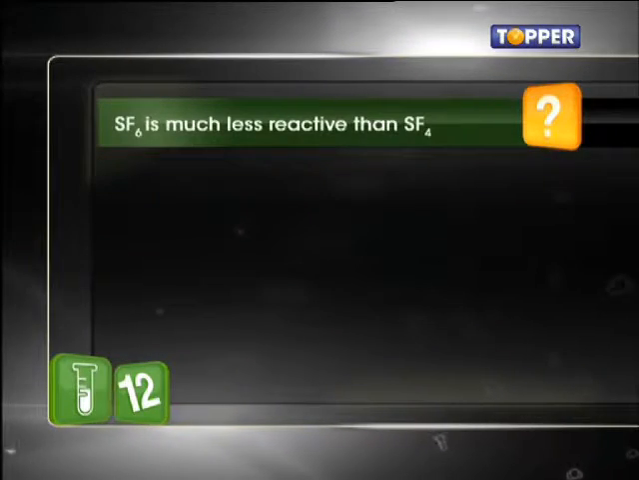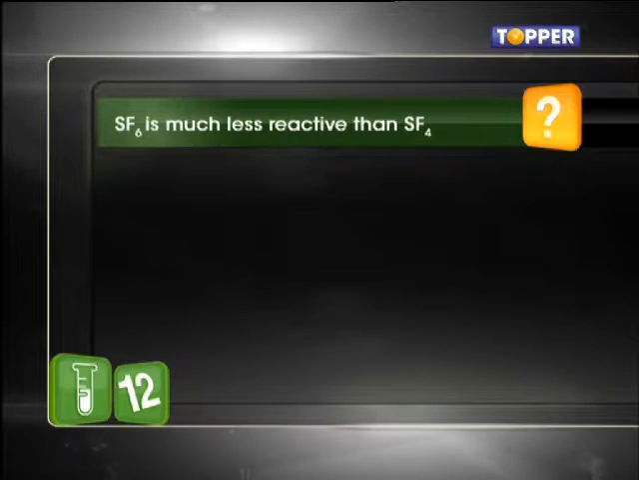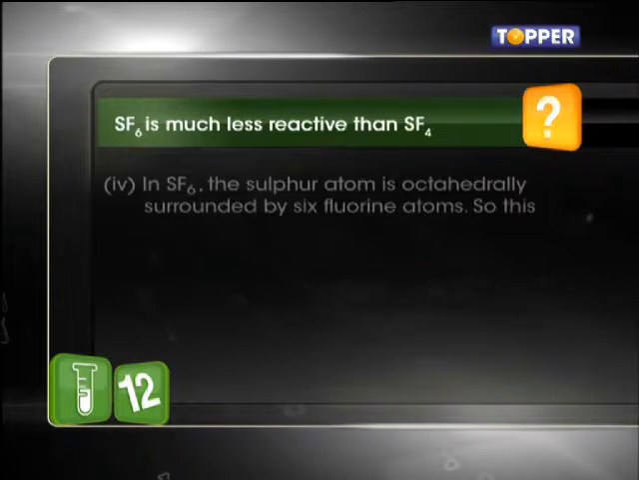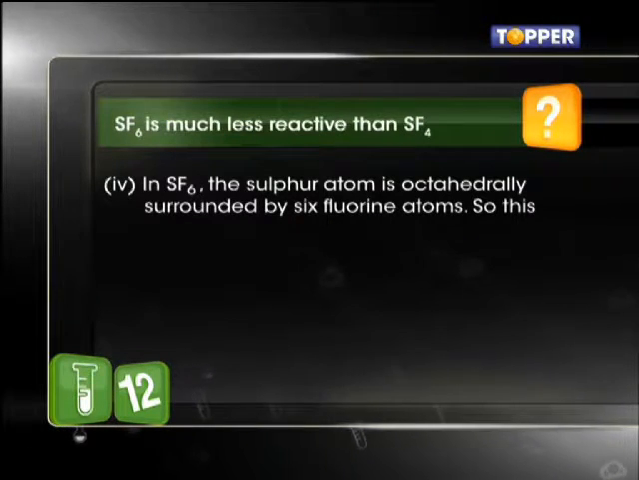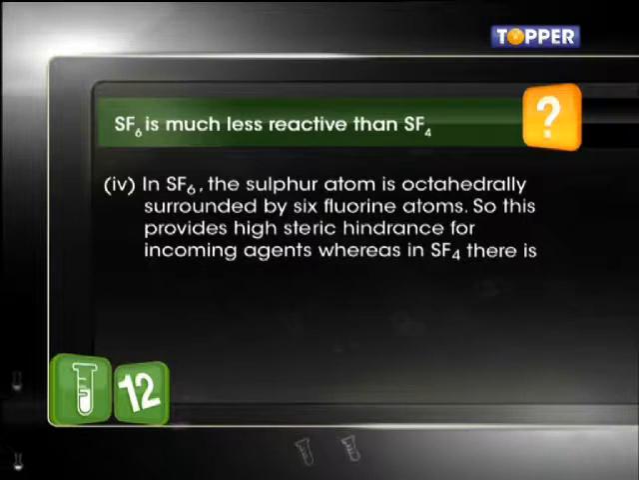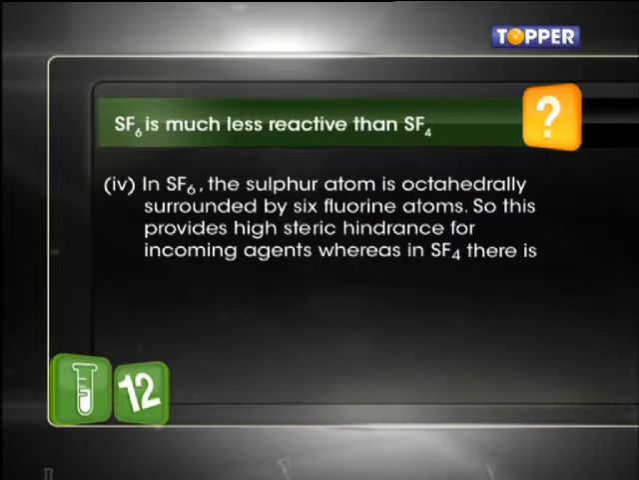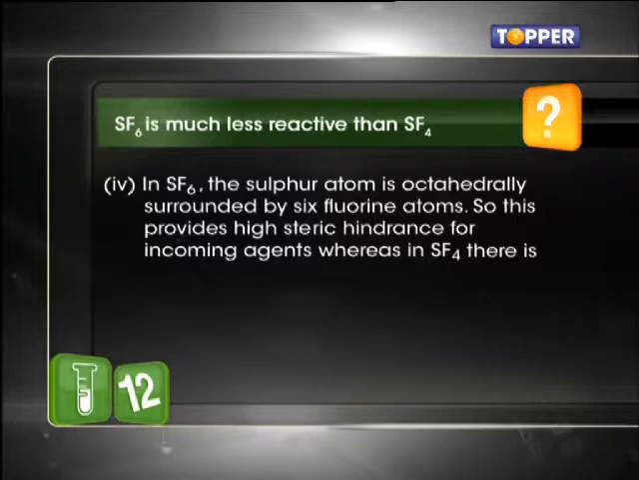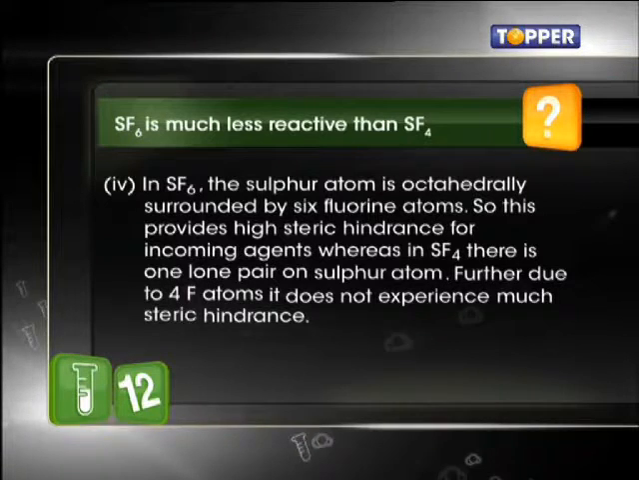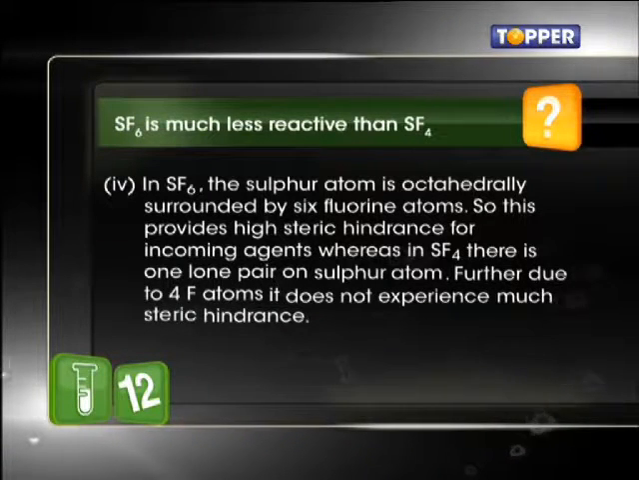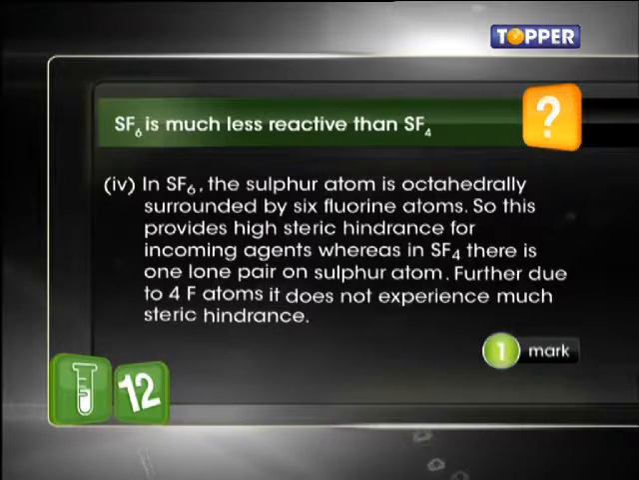In the next part, we were supposed to give reason for why SF6 is much less reactive than SF4. So, you should mention that in SF6, the sulfur atom is octahedrally surrounded by 6 fluorine atoms. Thus, all the electron pairs of S are used up. Further, the F atoms provide high steric hindrance for incoming agents. In SF4, there is 1 lone pair on sulfur atom. Further, due to 4 F atoms, it does not experience much steric hindrance. Hence, SF6 is much less reactive than SF4.